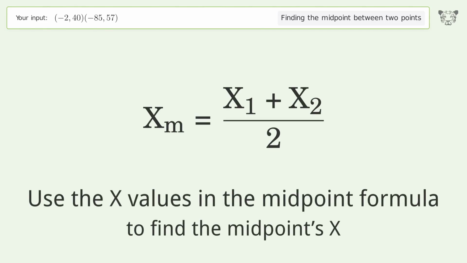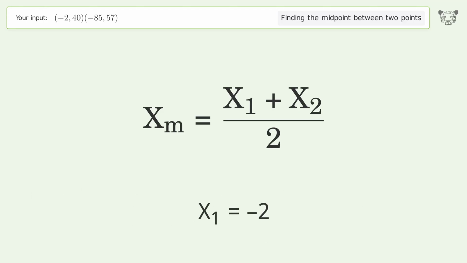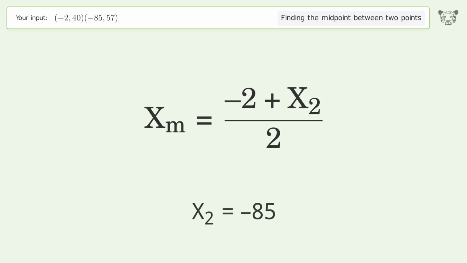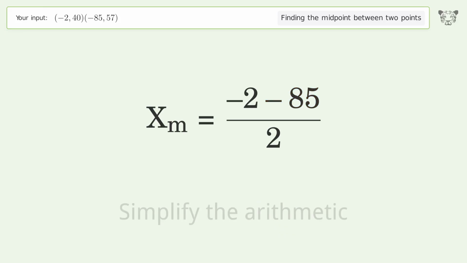Use the x values in the midpoint formula to find the midpoint's x. x1 equals negative 2. x2 equals negative 85. Simplify the arithmetic.